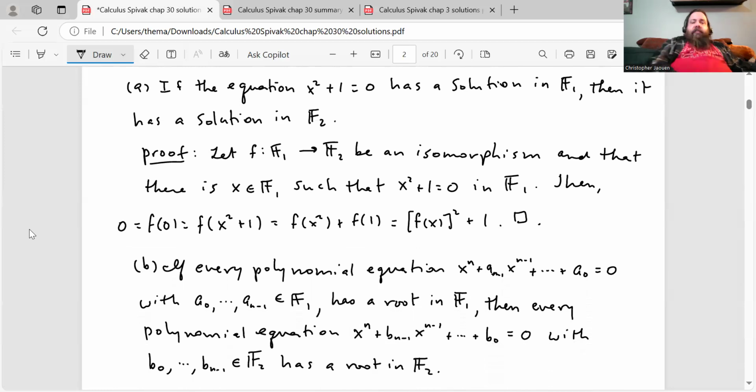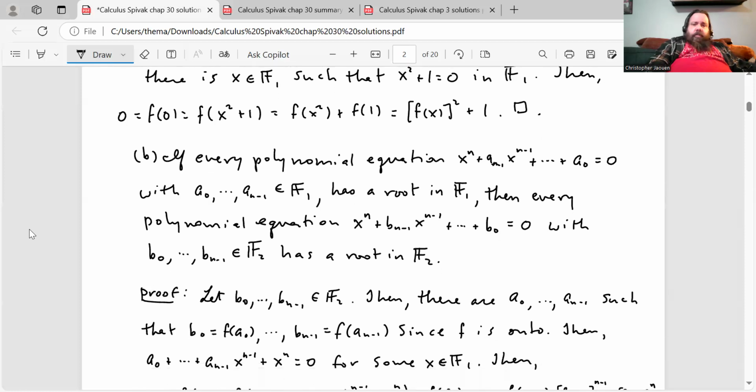So let f from F1 to F2 be an isomorphism, and suppose that there is x in F1 such that x squared plus 1 equals 0 in F1. Then 0 equals f of 0 equals f of (x squared plus 1), which is equal to f of x squared plus f of 1, which is equal to (f of x) squared plus 1. That's the homomorphism property again. So that shows that there's a solution in the field F2 to that equation, right?